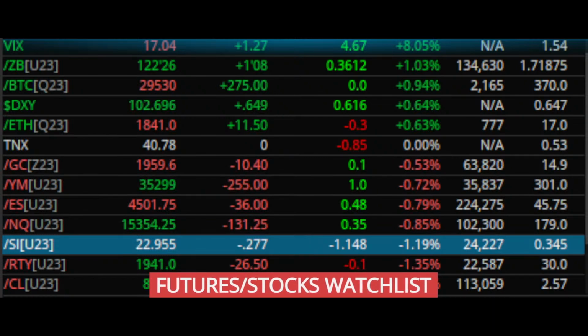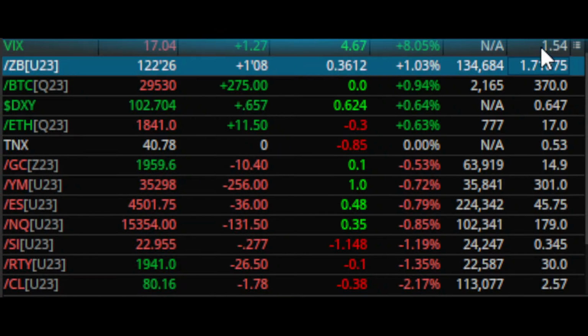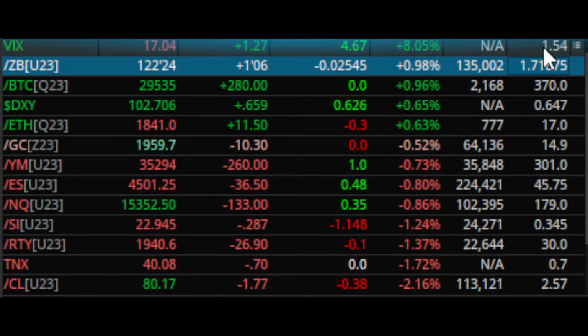All right, so the first thing you're going to note is the VIX. VIX is up 8.05% at 17, a key level. Next, 30-year bonds are being bought. Bonds have been sold off, but 30-year bonds are being bought right now. Okay, that's going to send the 10-year yield a lot lower. People are flying to safety.